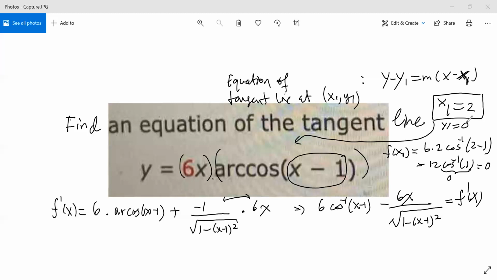And then to find the slope, I computed the derivative already, so I'm going to plug x1 into this equation. So f prime of x1, which is the slope m here, is 6 times cosine inverse of 1 minus 6 times 2 over, okay, I think we have a problem here. It could be better if you choose a different point because we don't want a 0 here, right? The bottom turns out to be 0 for this number, but we don't want that to happen. So maybe we can change that number to something else.